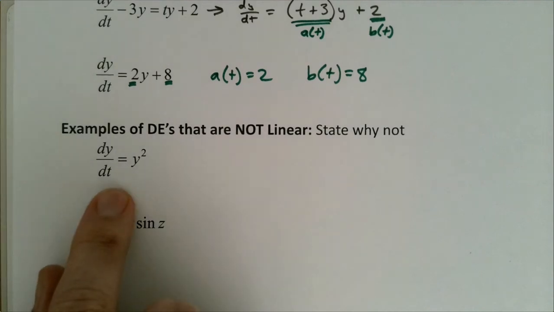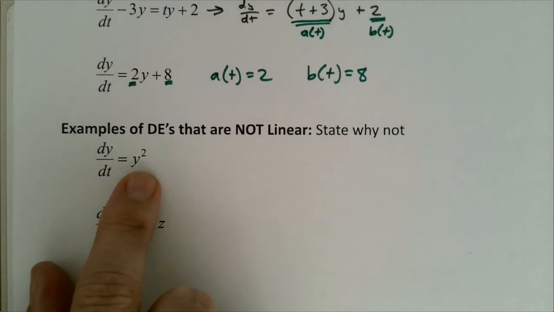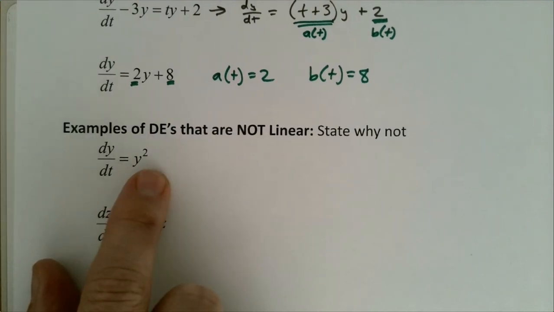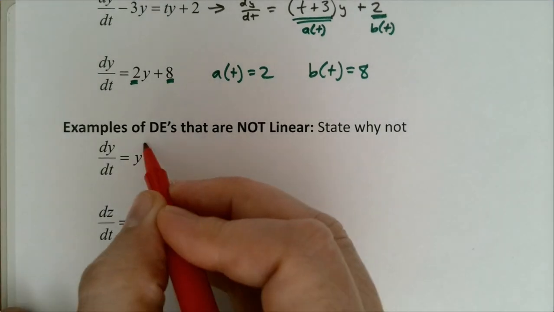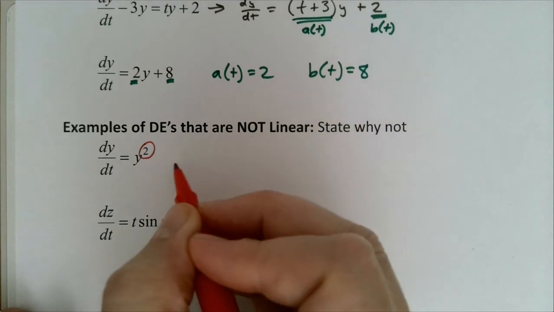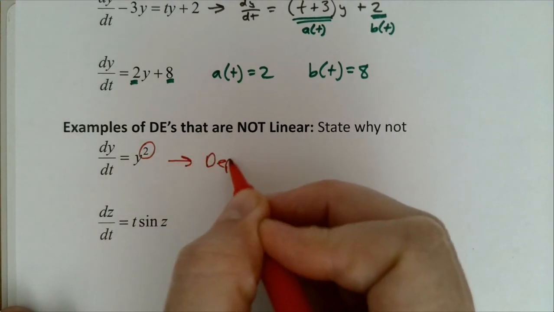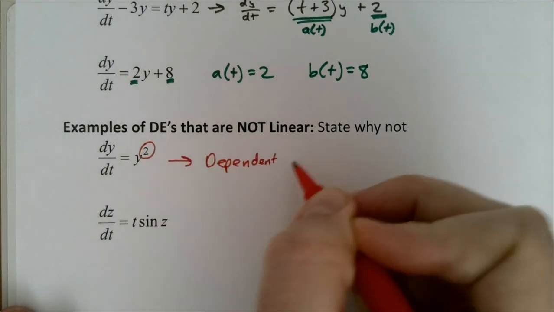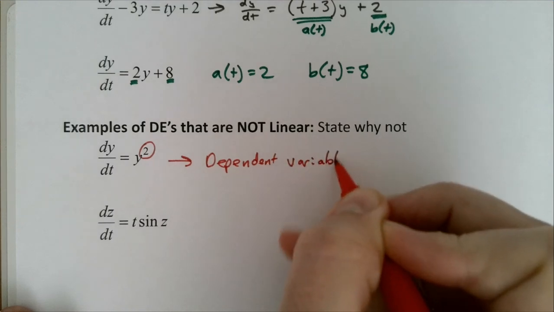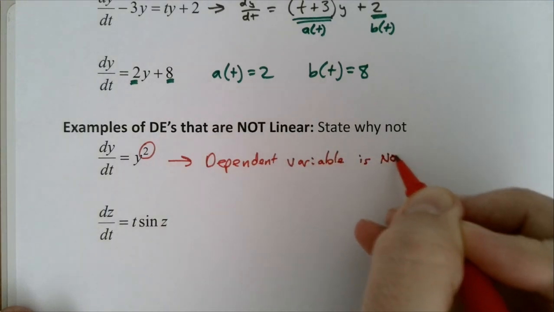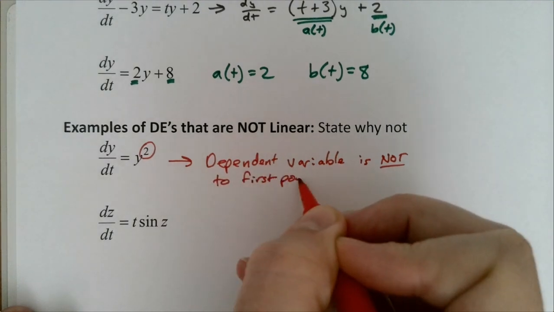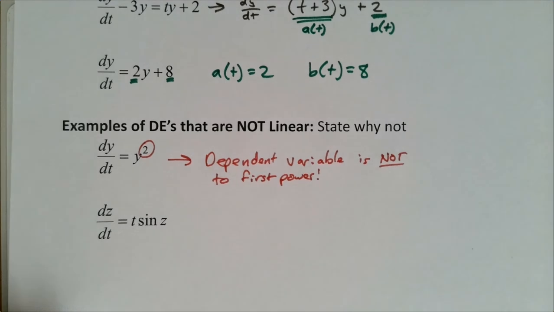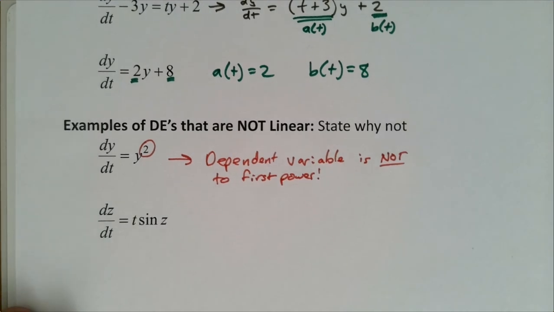In this first case, you're like, oh, it's just something times y plus 0. It's just 1 times y plus 0, so that's not a problem. But the tricky part here is the dependent variable is to the second power, right? The dependent variable is not to the first power, which makes it not linear. Anything other than 1 in that power, and it doesn't work.